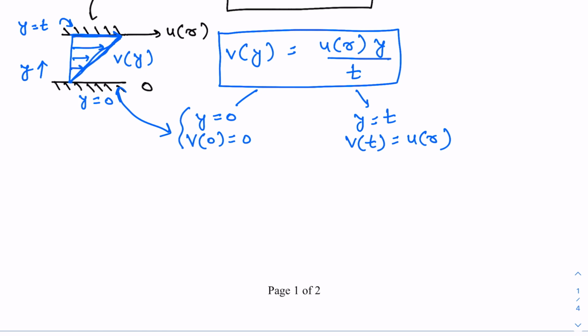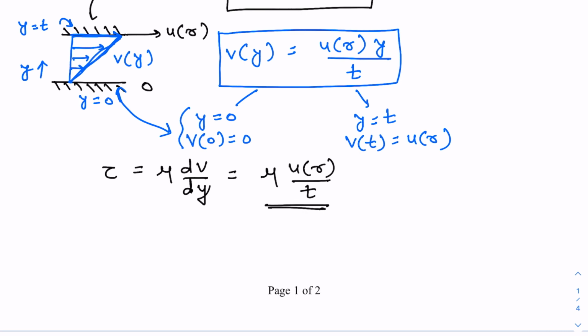So we know that the shear stress acting on a fluid element is given by tau equals viscosity times dv by dy, viscosity times the gradient of the velocity. So in this case, it is equal to mu times u of r divided by t. So this is the shear stress acting on a water element in here.